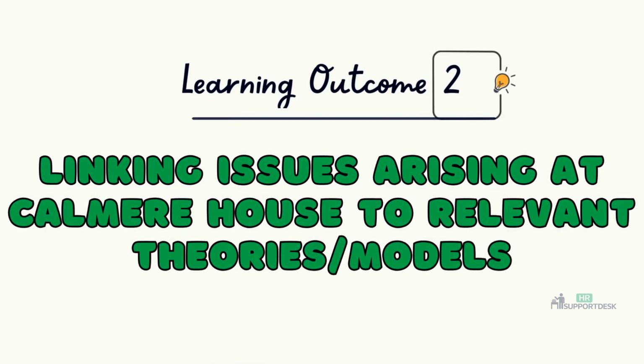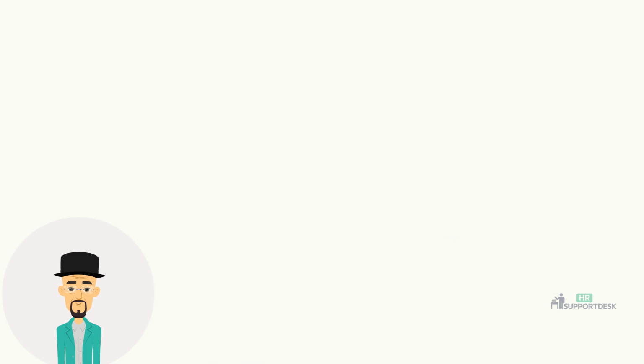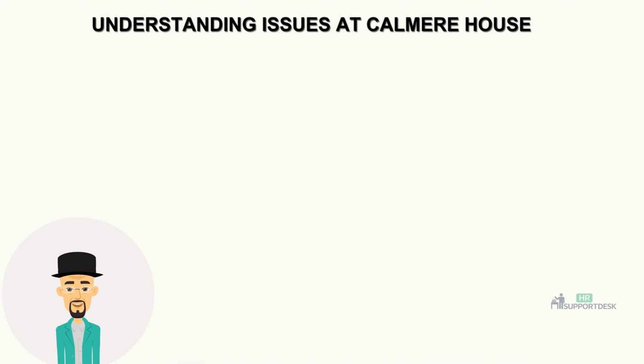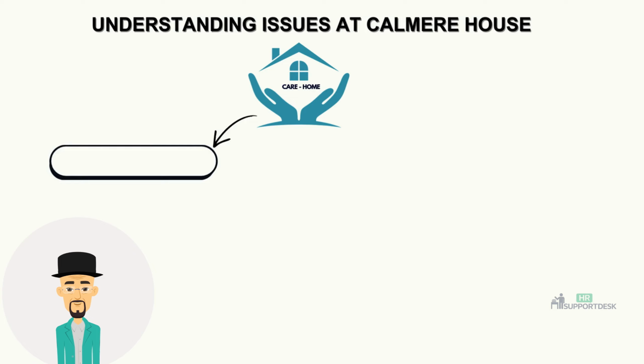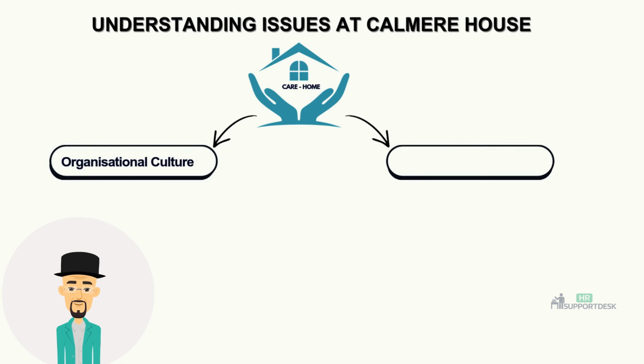Now that we've got a grasp on the command verb, let's dive into how we can tackle this AC effectively. Before writing, it's crucial to thoroughly analyze the case study to fully grasp the issues at Calmere House post-acquisition by Chaffinch, as this is what your assessor expects you to explain. Now, with the keywords in the question being organizational culture and human behavior, it is important to break down Calmere House issues into these two categories.